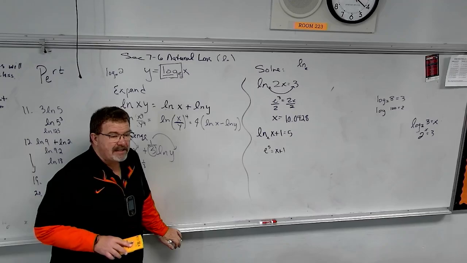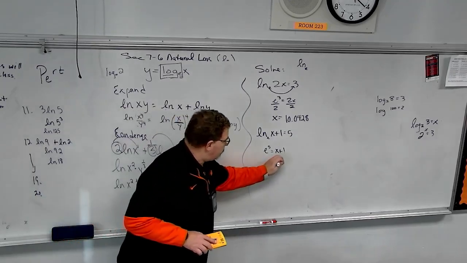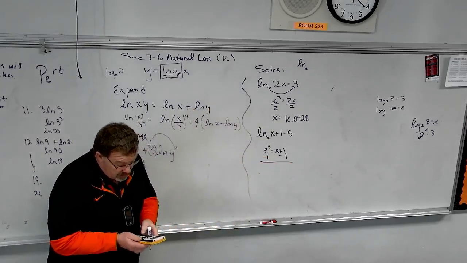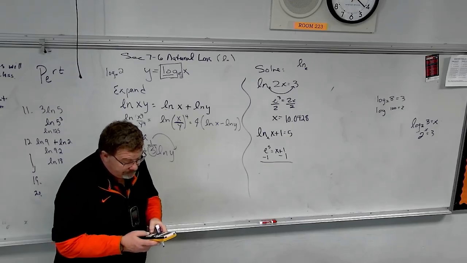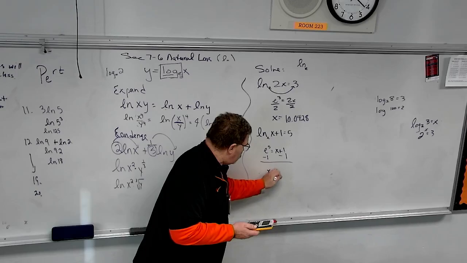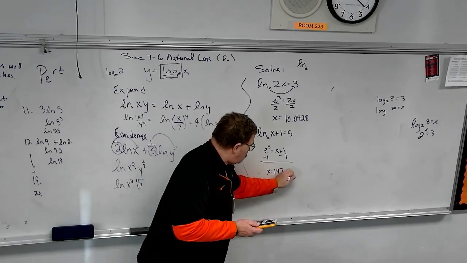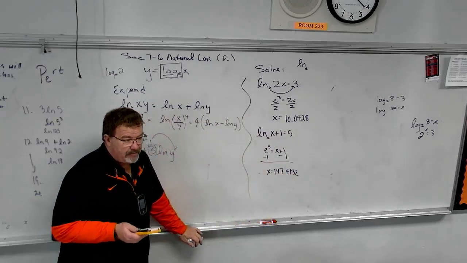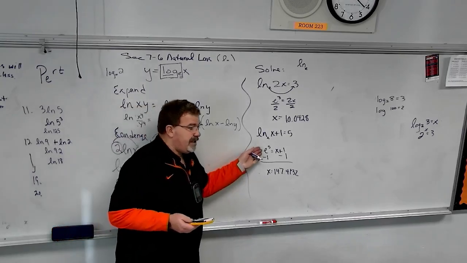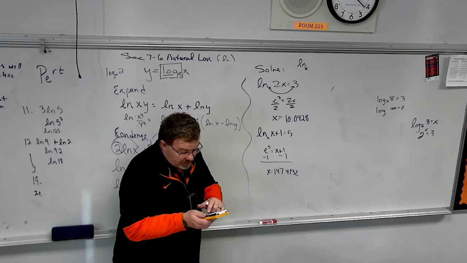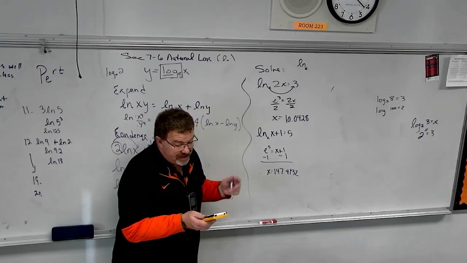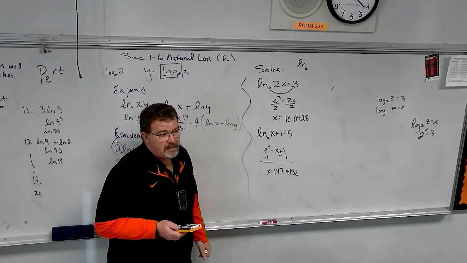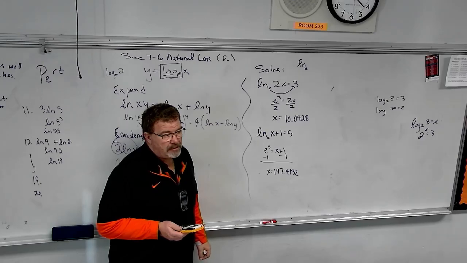And what do you got to do to get x by itself? Okay, so do that on your calculators now. Take e to the 5th minus 1. Is that what it should be? 147.4132. So go e to the 5th, which, if you want to break it up in parts, e to the 5th is 148.4132. Now subtract 1 from that. Okay?